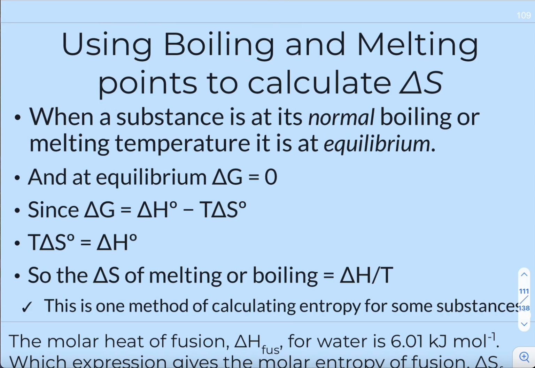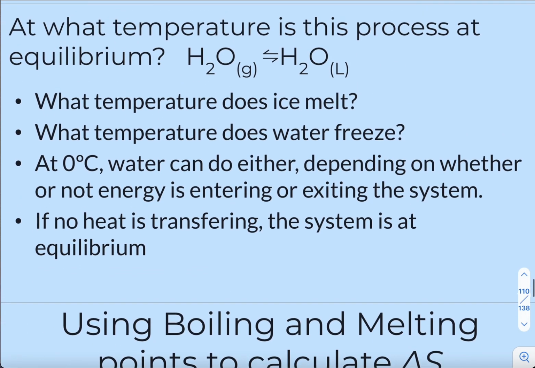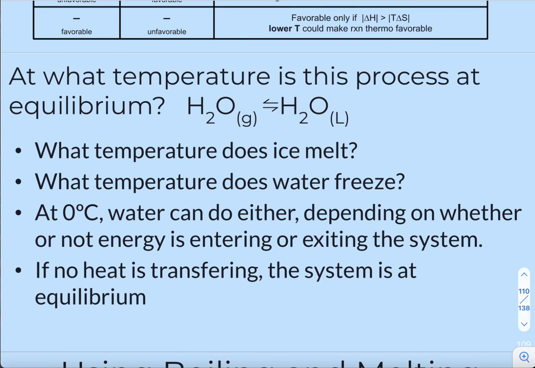So if you have it at its normal boiling point or normal melting point, the delta S of melting or boiling will just be delta H over whatever that melting point or boiling point is. So this will come in handy sometimes because we can set delta G to 0 at these boiling or melting points, because like we saw up here, it will be at equilibrium as long as no heat is being transferred.